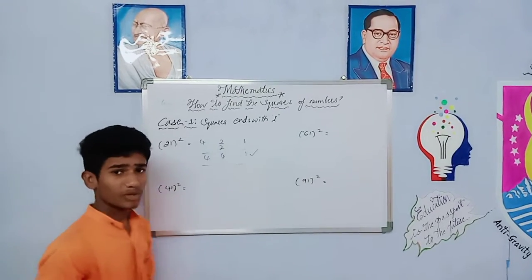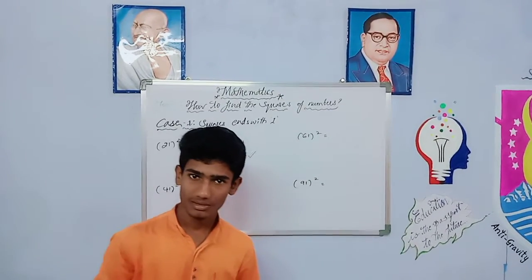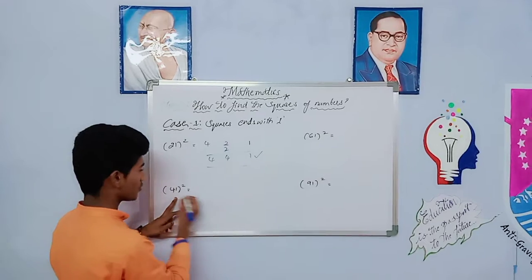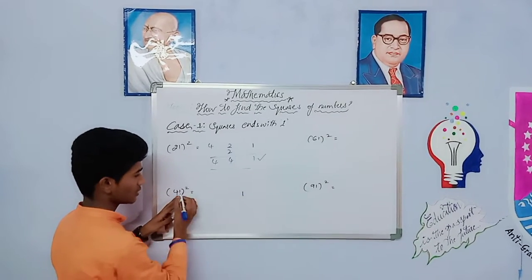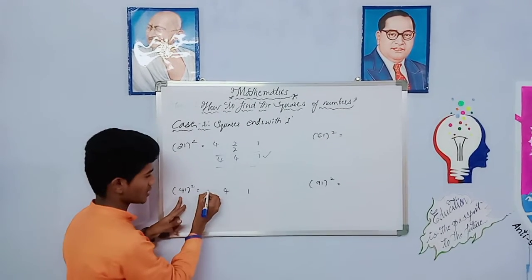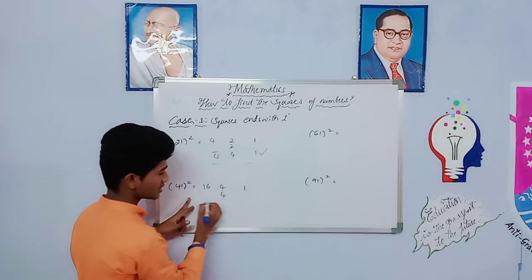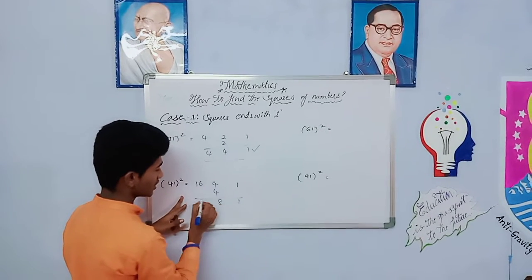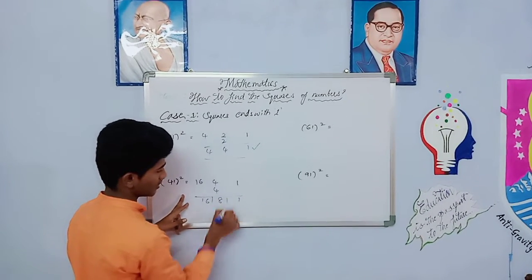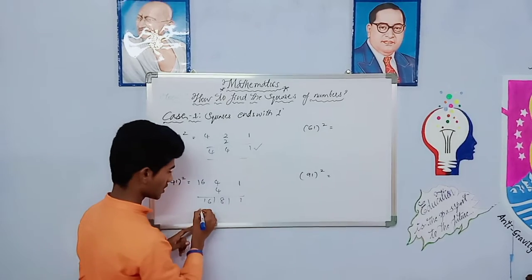Without pen and paper you can say the answer by seeing. So 41 square: 4 square is 16, add the same digit in the middle, 4 plus 4, 8. Here 16 is there, so we got 2 digits. Yes or no?